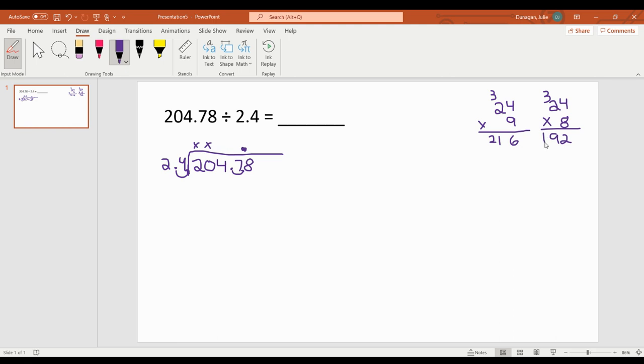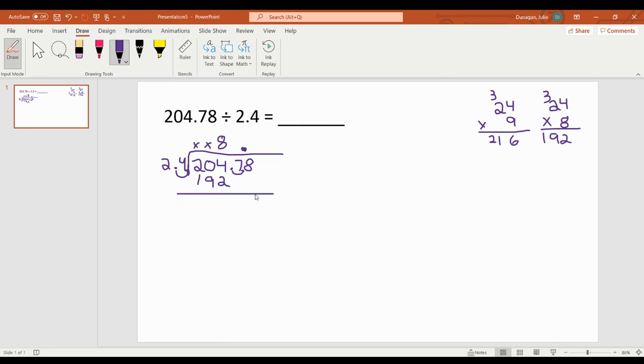And now we know 192 is less than 204. So I'm going to write my 8 so I don't forget. And now I'm really saying 8 times 24 equals 192. Write down my 192.